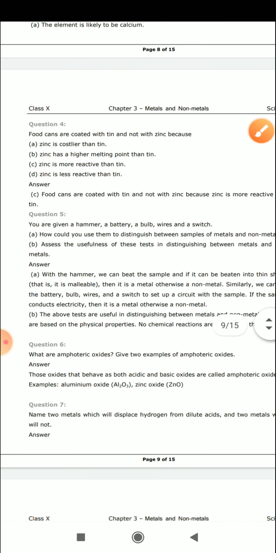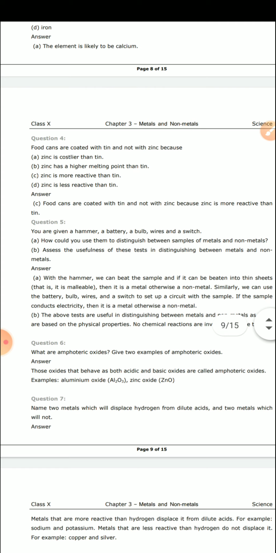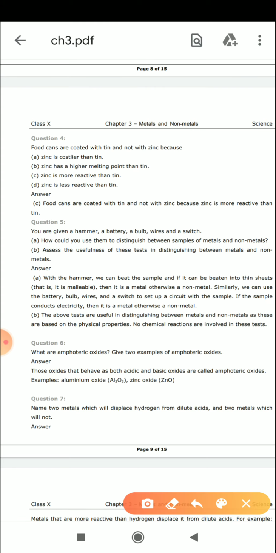Now let's discuss question number 4: food cans are coated with tin or zinc. Definitely, food cans can be coated with tin only, because zinc is a more reactive element. If we use zinc inside, zinc will react with the food, and the food might become poisonous. So we need to coat our food cans only with tin. So the answer will be tin.